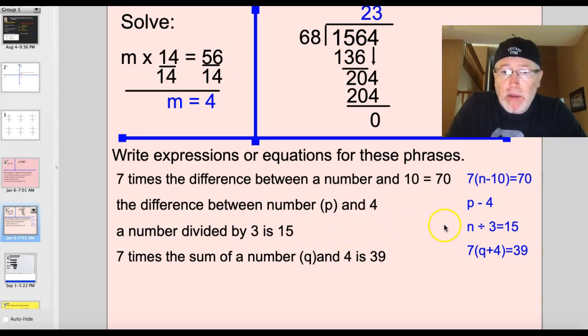A number divided by 3 is 15. Here's that n divided by 3 is 15. You could also make it as a fraction: n fraction bar 3 equals 15. And 7 times the sum of a number q and 4. There's the sum of the number q and 4, times 7, equals 39. All right.